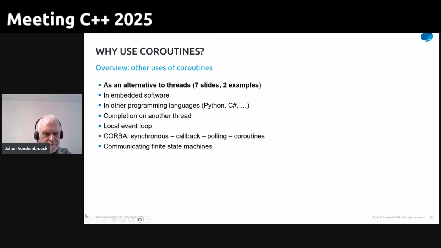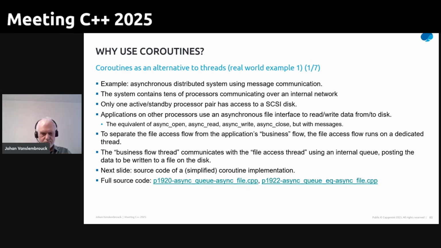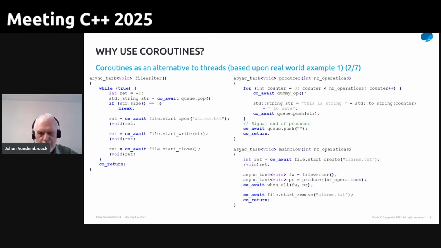Then we have the other uses of coroutines. So you can use them as an alternative to threads. The original example is something from 1985 even. So suppose you have a producer, let's call it the business logic. It has a loop here, it's going to do some operations, but from time to time it has to save information onto a disk. But at that time, the processor running this application did not have a disk attached. It was managed by another processor over a network.